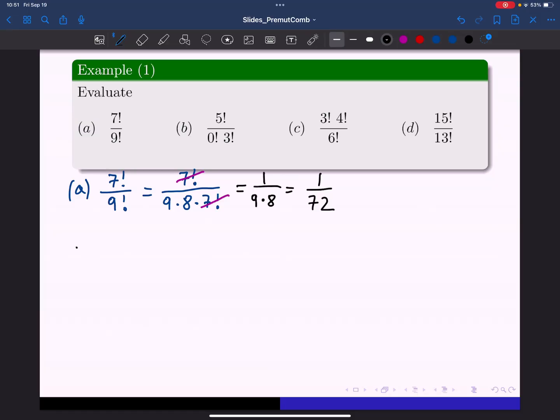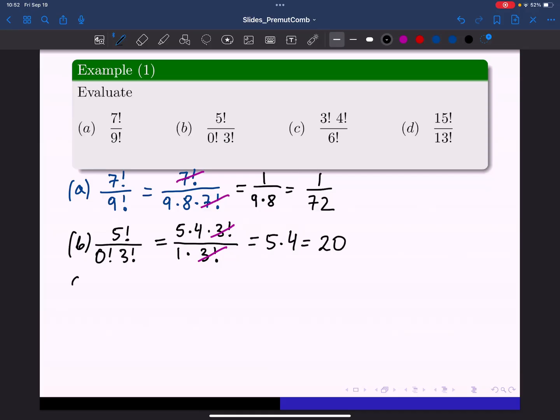Part B, we have 5 factorial divided by 0 factorial times 3 factorial. So choose the bigger number, which is 5, and keep going down until we get some smaller number. So 5 times 4 times 3, and we could go 3 to 1 or keep it as 3 factorial, over 0 factorial, which by definition is 1. And then we had 3 factorial on the bottom. We had the 3 factorial here. So then we can cancel 3 factorial, and we are left only with 5 times 4, which is 20.